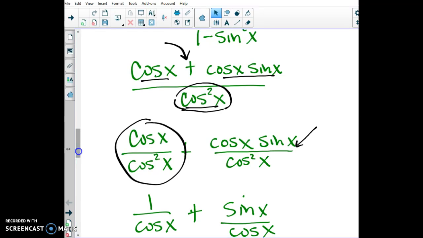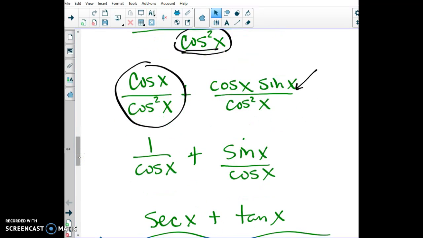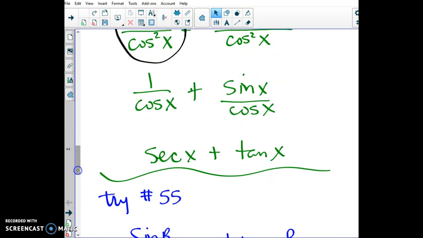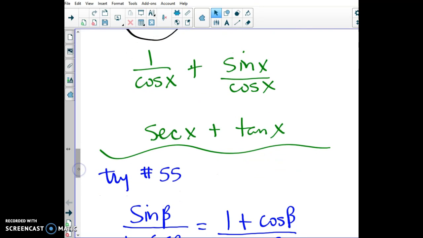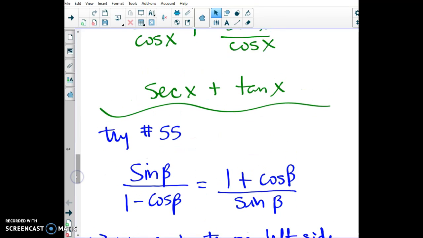That's our second part. So let's simplify the first. Dividing out 1 cosine x, we get 1 over cosine x. Dividing cosine x out of the right-hand side of the addend, we get sine x over cosine x. That simplifies to tangent. And the first one, 1 over cosine, simplifies to secant. And that's what we were asked to do, show that this was secant x plus tangent x. I'd like you guys to try number 55, and then come back and check your work.